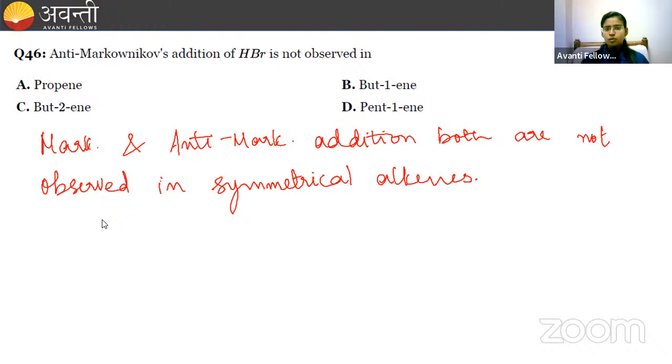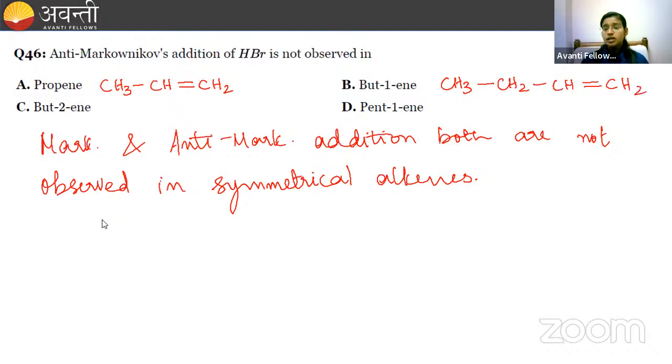Okay. So propene is an unsymmetrical alkene. The propene formula is CH3-CH=CH2. It is an unsymmetrical alkene where we can do the anti-Markovnikov addition of HBr. Coming to but-1-ene, it is CH3-CH2-CH=CH2.